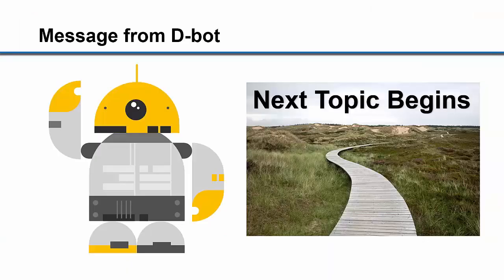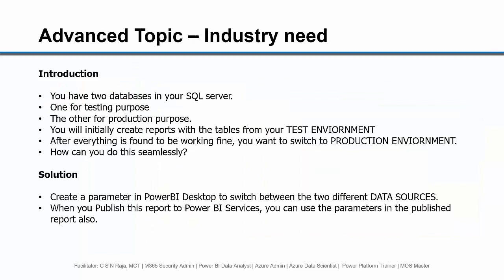Okay, let us begin the next topic. And this topic is a slightly advanced topic which will be the need of the industry. Assume that you have 2 databases in your SQL server, one for testing purpose and the other for production purpose. You will initially create reports with the tables from your test environment. After everything is found to be working fine, you want to switch to the production environment. How can you do this seamlessly?